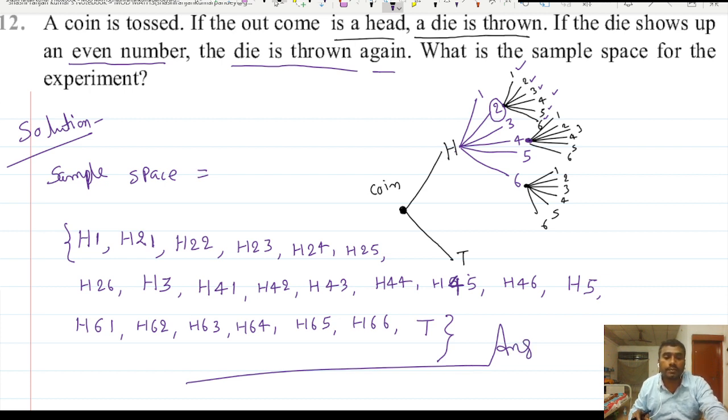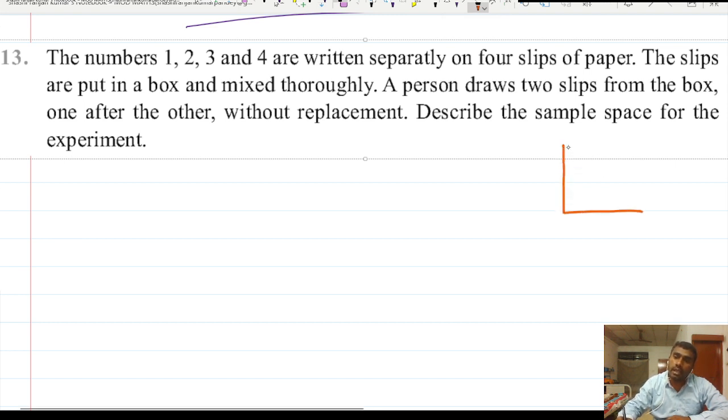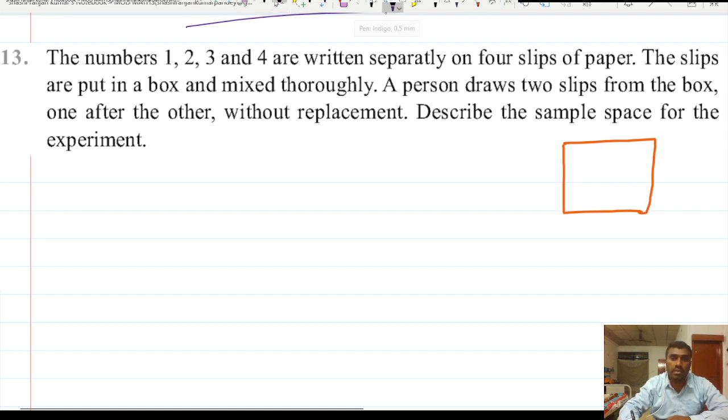Okay, fine. So see, in this question number 13, what question is given? It's a very easy question. Here we have a box, right? And in this box 4 slips are kept. Let us suppose this is slip number 1, slip number 2, slip number 3, and slip number 4. On the slips, 1 is written here, here 2, here 3, and here 4. So all 4 numbers are written on the slips separately.